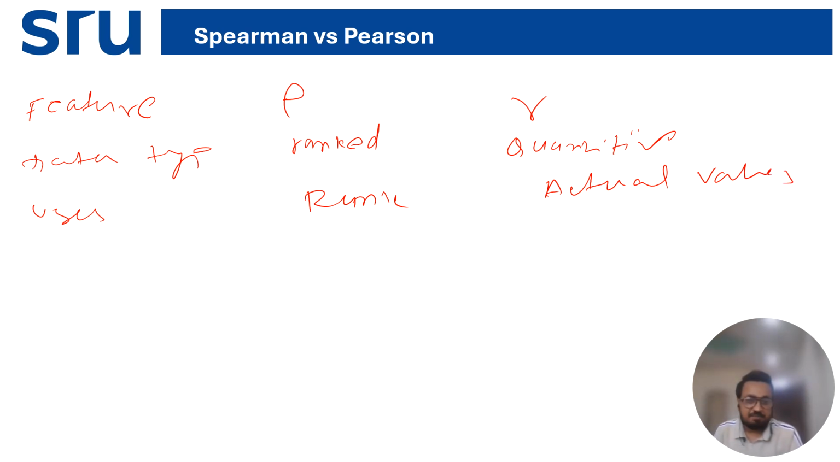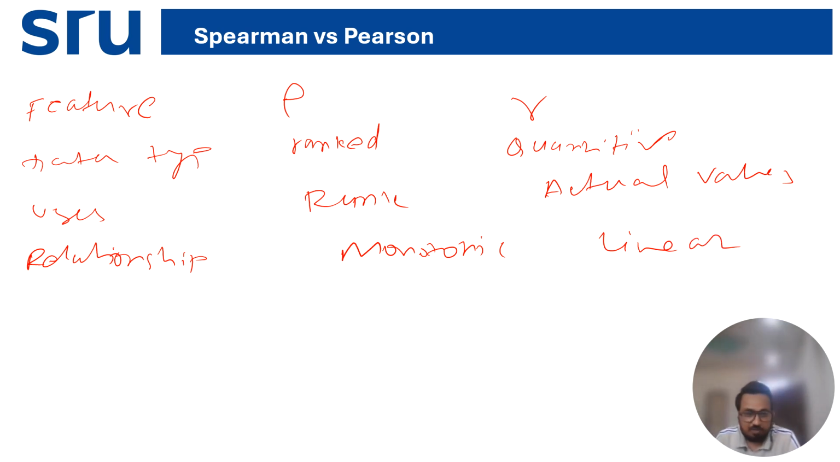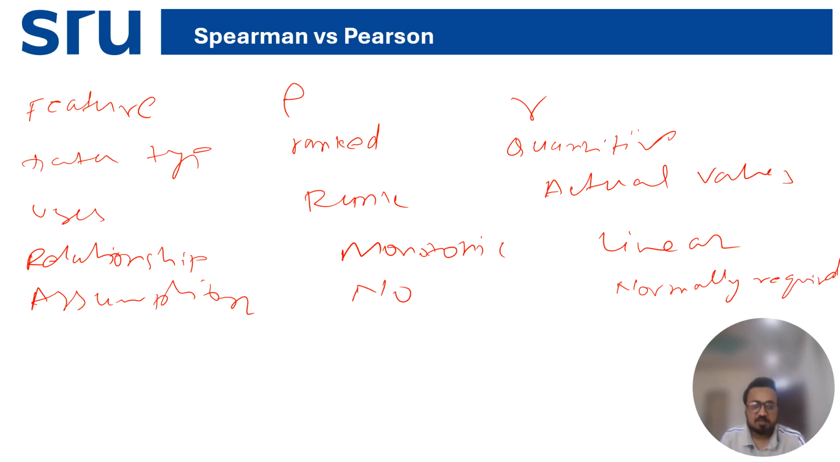If you discuss the relationship, Spearman is monotonic, but Pearson is linear. If you discuss the assumption, there is no assumption in the case of the Spearman rank correlation coefficient, but in the case of Pearson, normality is required. As for the nature, Spearman is non-parametric, but the simple or Karl Pearson coefficient is parametric.